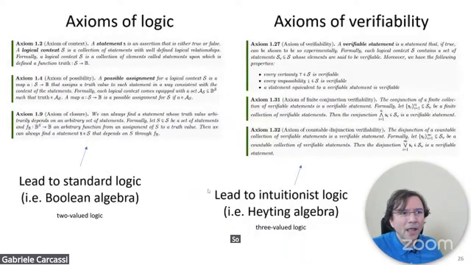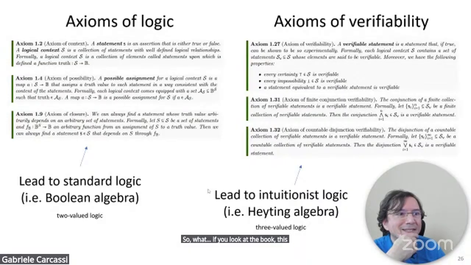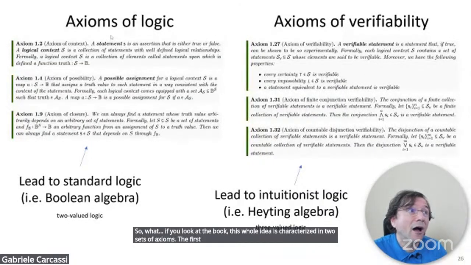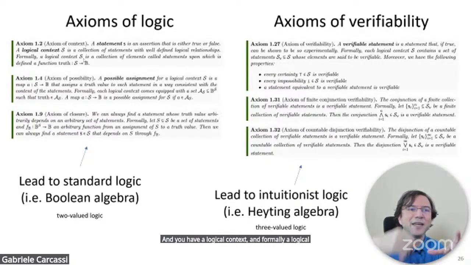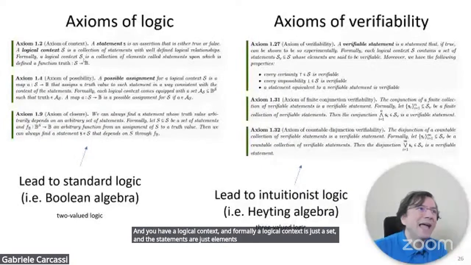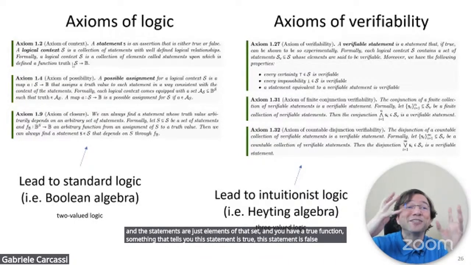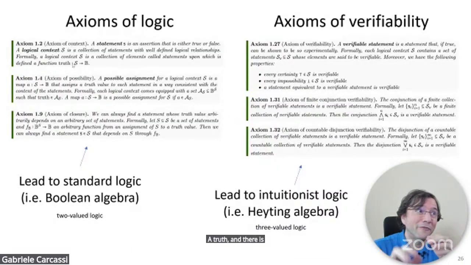So if you look at the book, this whole idea is characterized in two sets of axioms. The first two axioms are what I call the axioms of logic. It basically tells you that there are statements and you have a logical context, and formally a logical context is just a set and the statements are just elements of that set. And you have a truth function, something that tells you this statement is true, this statement is false. So there exists a truth, and this is what makes science objective, that there is a truth and there is only one truth for everybody.